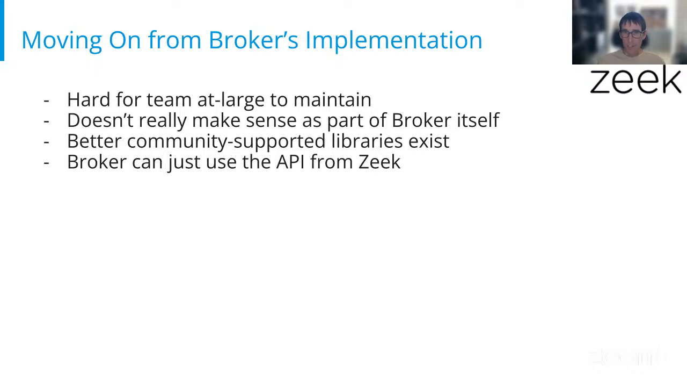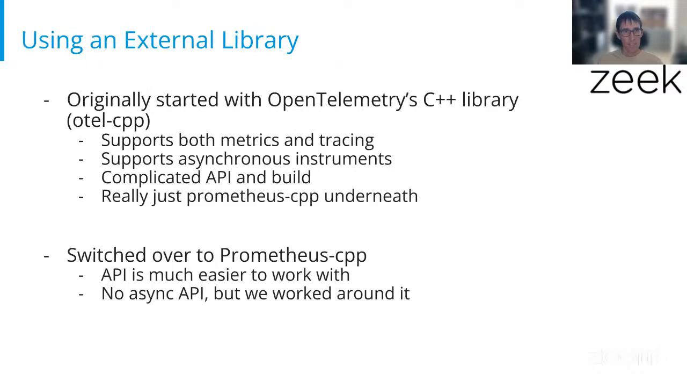There are better community-supported libraries that exist. We don't need to hand-write Prometheus support ourselves. We can just use one of those libraries, and then Broker can just hook in. We can reverse it, and Broker can hook into Zeek's connection to Prometheus instead of Zeek hooking into Broker's connection to Prometheus. This gains us a bunch of benefits, and I'll talk about those in a bit.